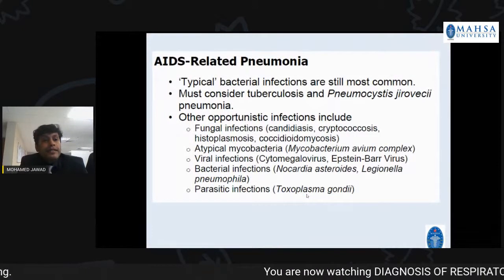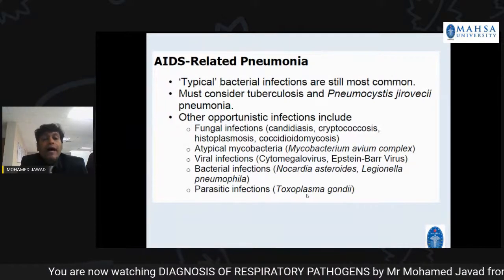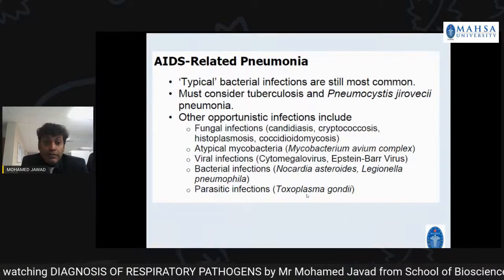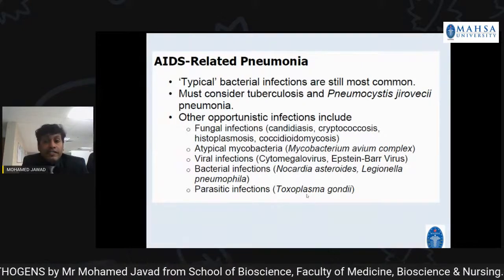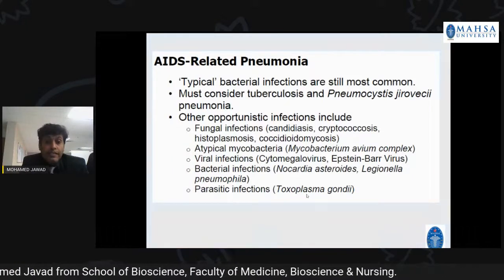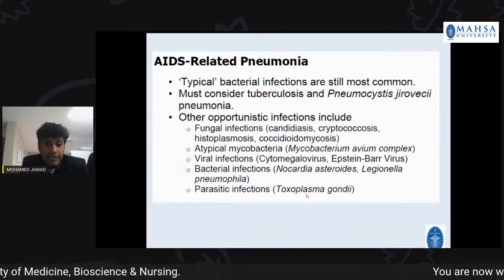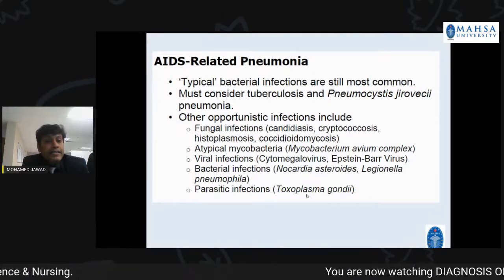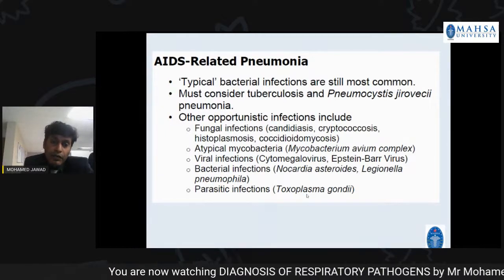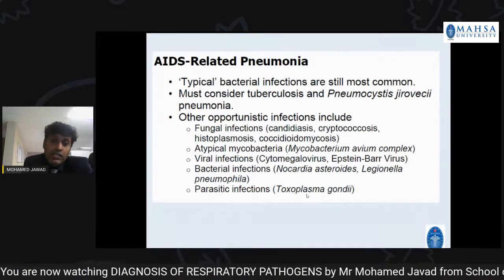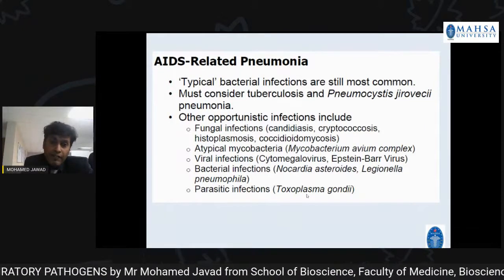Then AIDS related pneumonia: typical bacterial infections are still most common. We must consider tuberculosis and Pneumocystis pneumonia. This is a very important one, Pneumocystis, which is a fungal infection. And other AIDS related pneumonia depends upon the immune system, since immunity becomes very low. So any kind of bacterial, fungal, or viral infection can come.